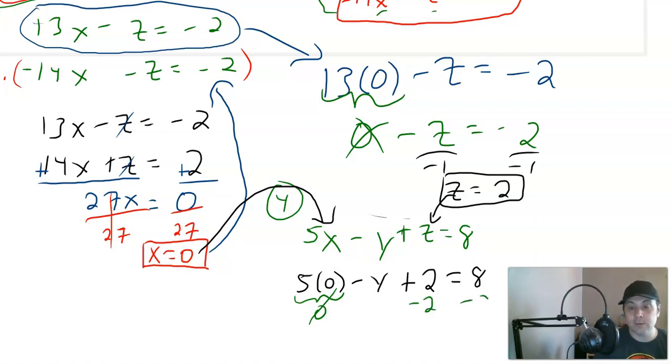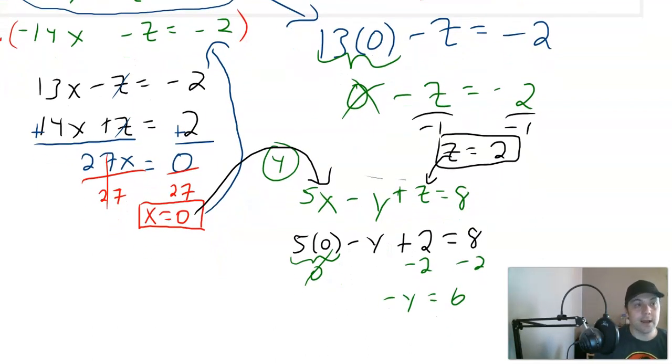I will subtract the 2 to the other side. I get negative y is equal to 6. And then I'll divide by the negative sign on both sides, which is like a negative 1. And I get y is equal to negative 6. All right. And so we get a value for y. So now we are done.